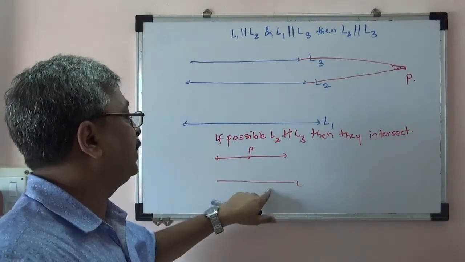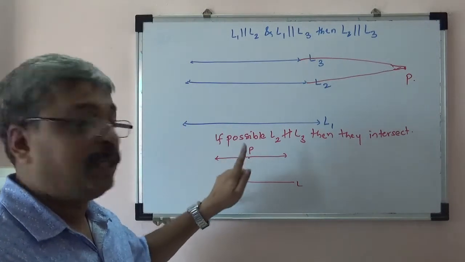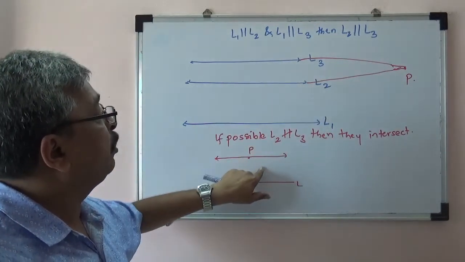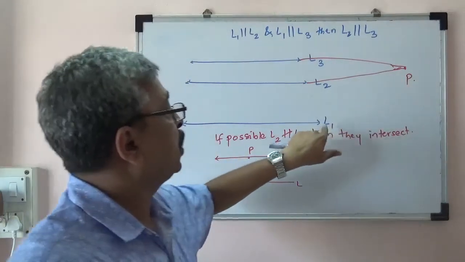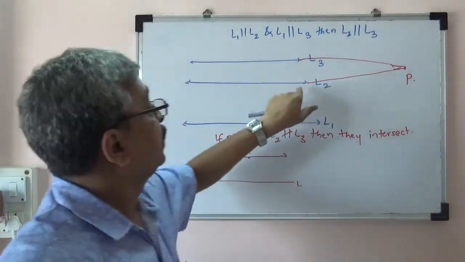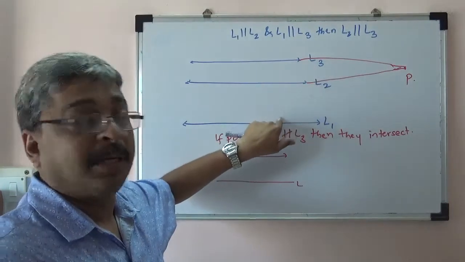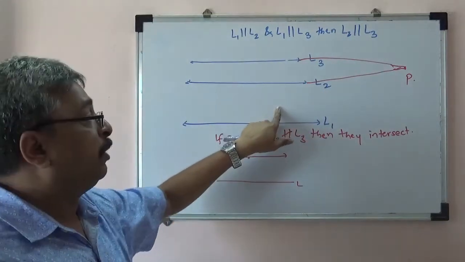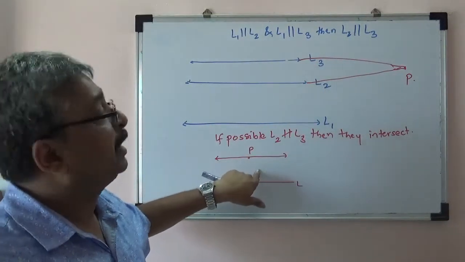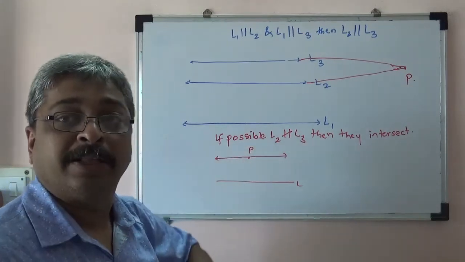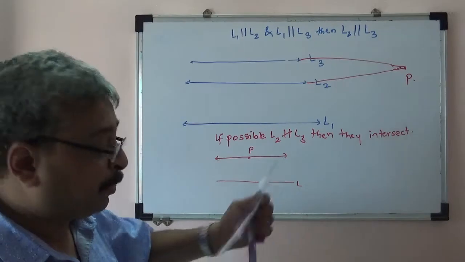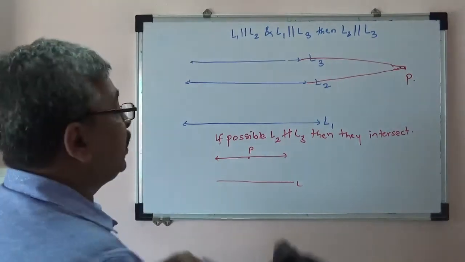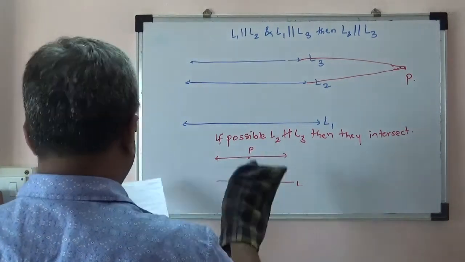It is very easy to understand. If you have a point outside line L, then you can draw only one unique line parallel to L passing through P. Now you can see the contradiction to the parallel postulate, because P is not on L1, but passing through P there are two lines parallel to L1. L2 and L3 are both parallel to L1, both are distinct, and they pass through P. That cannot exist, and therefore whatever we assumed, that L2 is not parallel to L3, is not correct. Contradiction, therefore L2 is parallel to L3. So this is the easiest way of doing it, contradicting the parallel postulate. This is an indirect method.